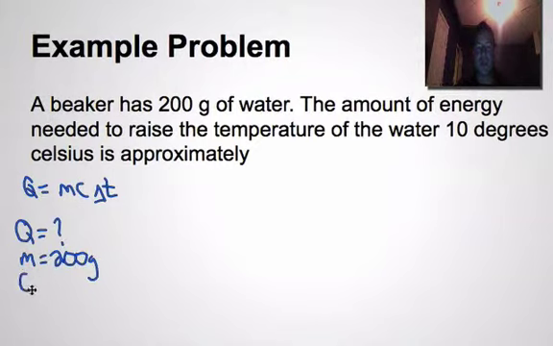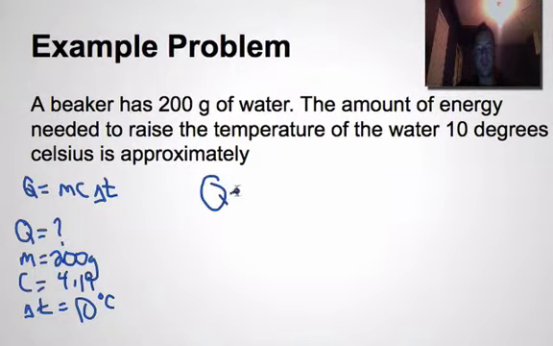My specific heat capacity of water, there's a chart following this. You can use the chart in your textbook if you didn't know the specific heat capacity of water. It's actually 4.19. And then our change in temperature is going to equal 10 degrees Celsius. So now I'm going to plug this into my formula.